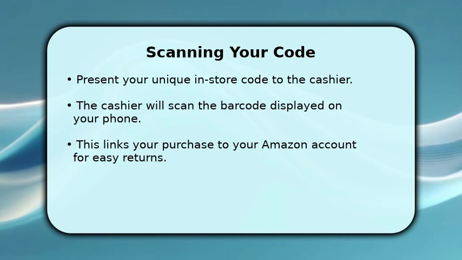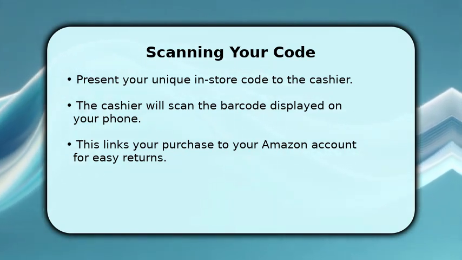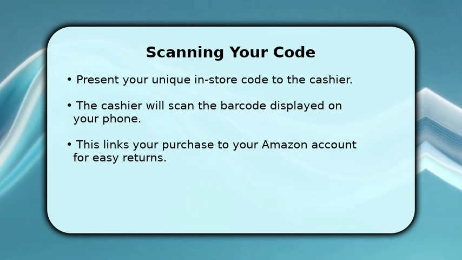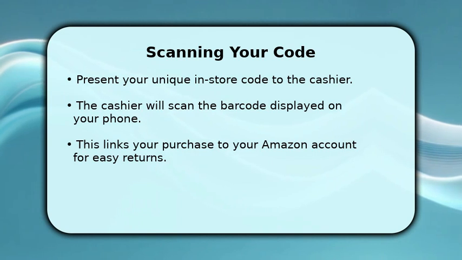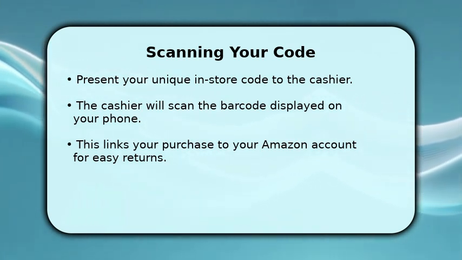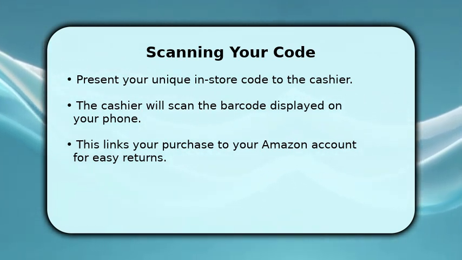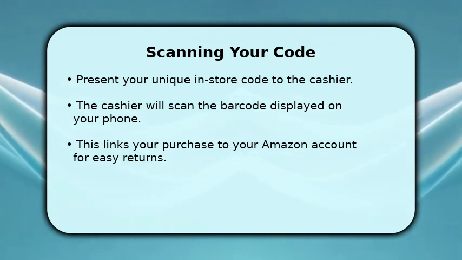When you are ready to make a purchase at a participating store, simply present your unique Amazon in-store code to the cashier. They will then scan the barcode directly from your phone screen. This quick scan instantly links your purchase to your Amazon account, making future returns incredibly simple. It's a convenient way to ensure all your shopping is connected.